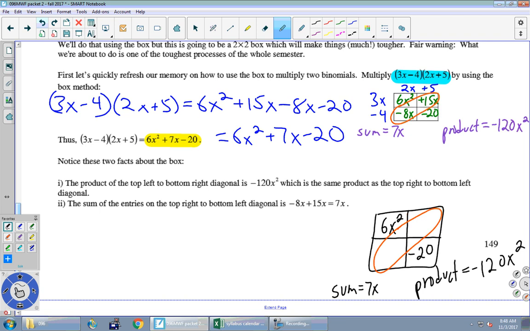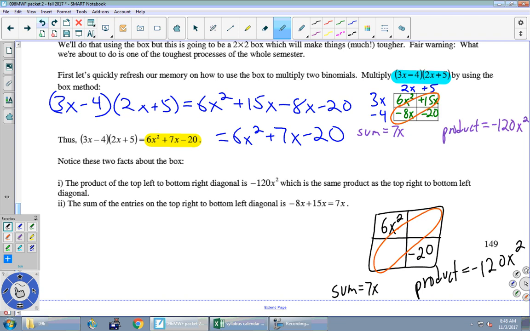What we're looking for is 2 things that add up to 7x and multiply to negative 120x squared. And that is some very specific information, and it's a puzzle that we can solve. It turns out we already know the answer. It's 15x and negative 8x. Those are the things that add up to 7x and multiply to negative 120x squared. The question is, can we do it when we don't know ahead of time? But this is the goal, okay?